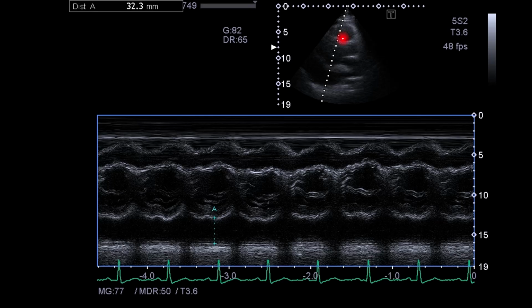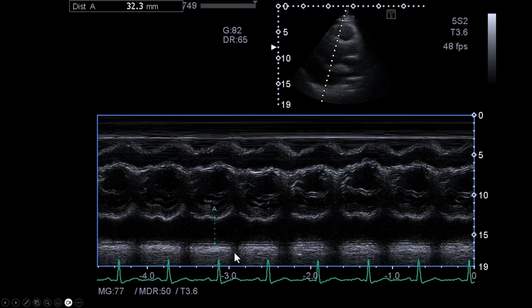Now, measured in diastole, here at the maximum expansion of the ventricle, we can see that the pericardial effusion measures about 3.2 centimeters. So in terms of size, it is a large pericardial effusion. The black area at the back is the pericardial effusion. Behind it, you can see artifacts of the lung.